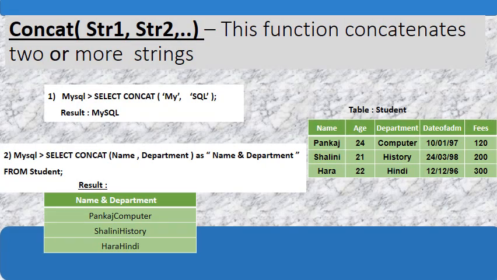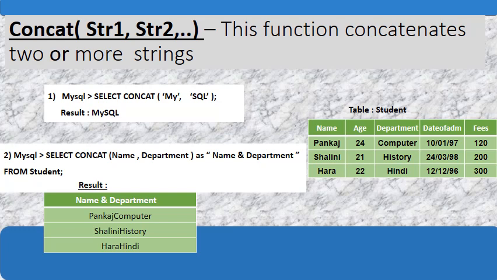Concat function. This function concatenates two or more strings. Example, select concat('my', 'SQL'). Here in the given query, two arguments are there, my and SQL. Here this concat function joins these two strings together. So as a result, we will get mysql.